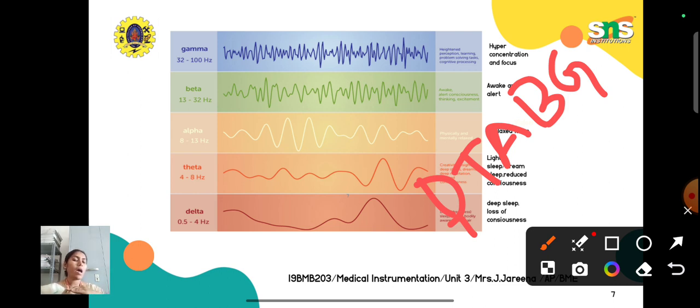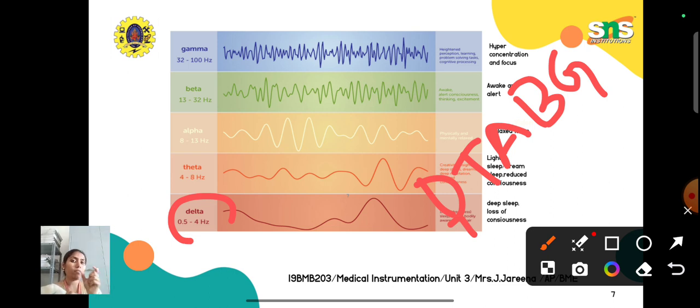The frequencies are arranged from lowest to highest. Delta starts from 0.5 to 4 hertz. The next one, theta, is 4 to 8. Then alpha is 8 to 13, then beta is 13 to 32, and gamma is 30 to 500. So it goes like this in ascending order.